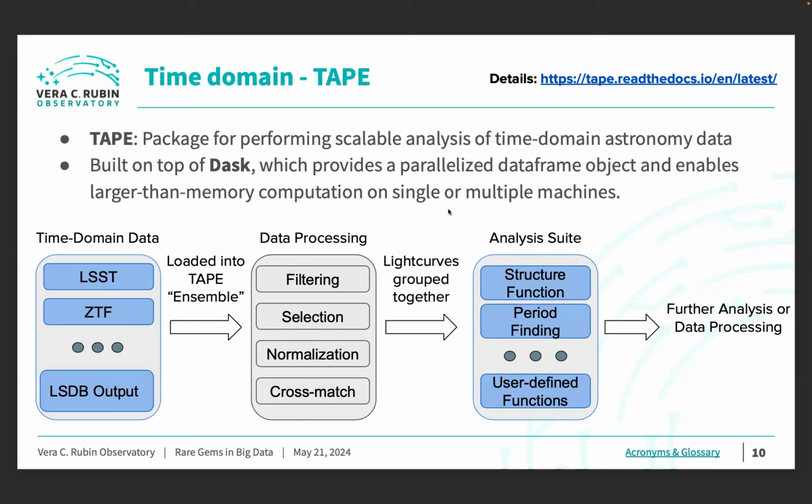I want to just touch a little bit on time domain. When you want to do time domain, there are some special considerations that you have to make. What we are currently developing is a package called TAPE. It's built on top of Dask, and LSDB is also built on top of Dask. Basically, what this enables you is to provide a parallelized data frame so that the user doesn't have to parallelize on their own, and you can load these catalogs which are larger than memory and operate on them without sharding data on their own. So you can take this data that you got from the previous package and operate in time domain.